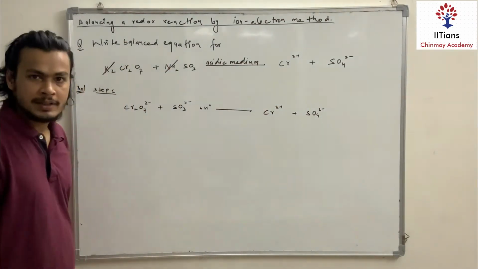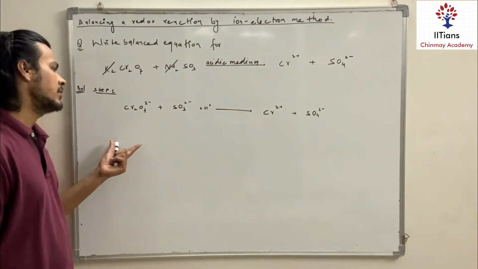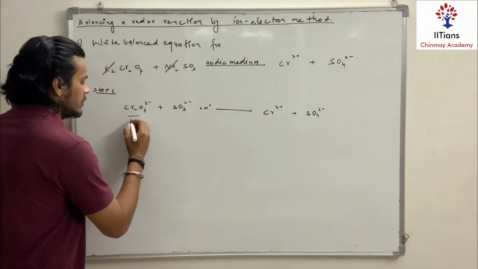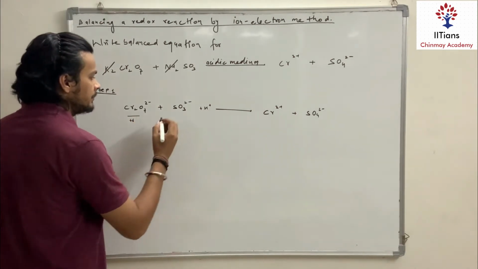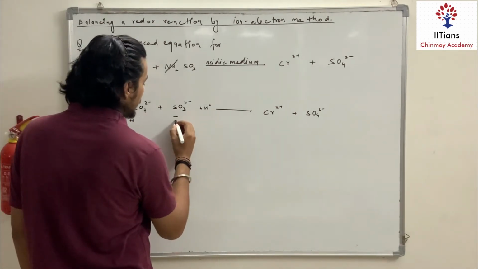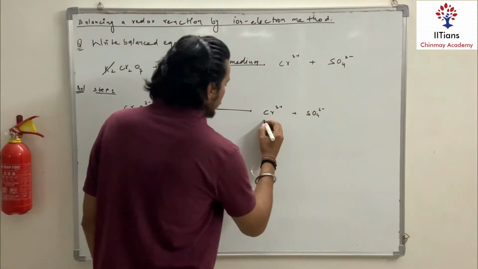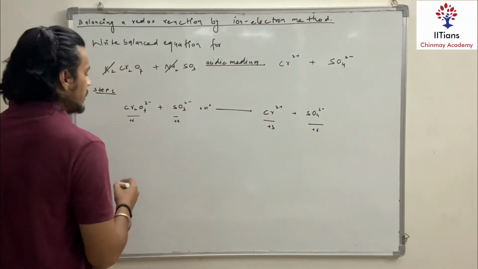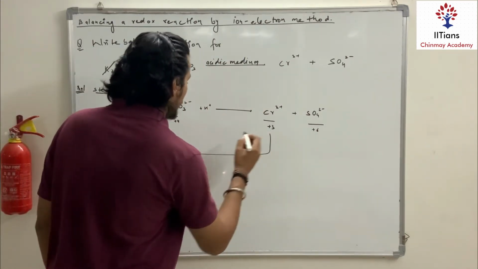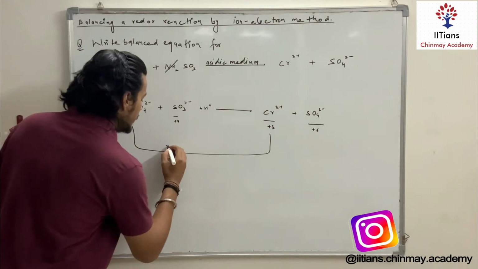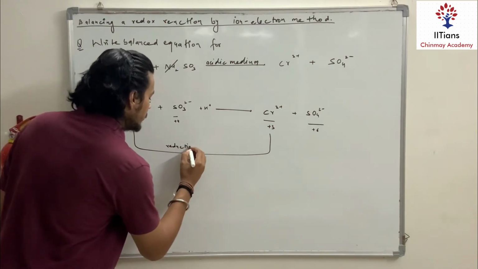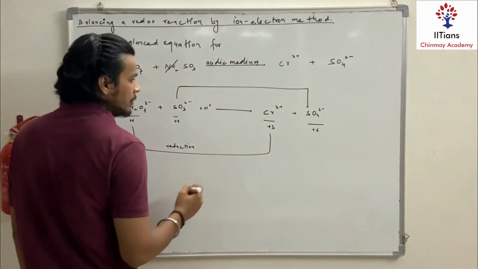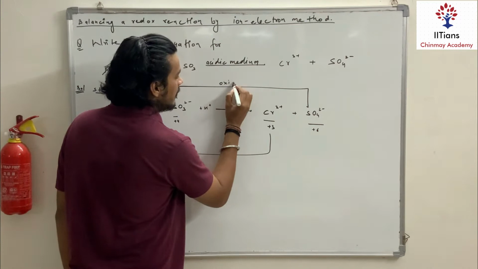Now in the next step we will have to find the oxidation state of each of the atoms. Here you have to find the oxidation state of chromium. This is plus 6. Here this is plus 4 of sulfur. This is plus 3. This is plus 6. So as you can see, chromium goes from plus 6 to plus 3, so it is getting reduced, and sulfur goes from plus 4 to plus 6, so there is oxidation.